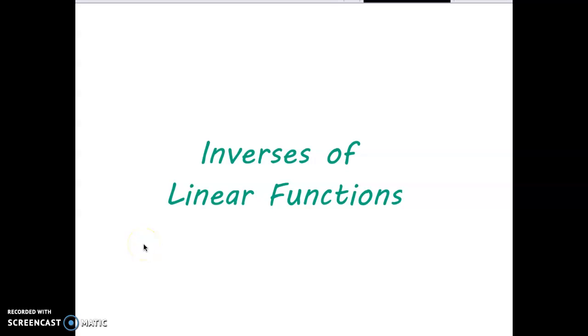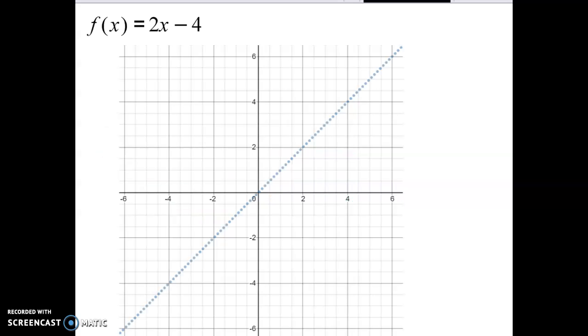In this video, we are going to look at finding the inverse of a linear function. Now, you are able to find the inverse of lots of other functions. It's just that in this particular video, we are going to focus only on linear functions. Okay, so let's remind ourselves, what makes something linear?